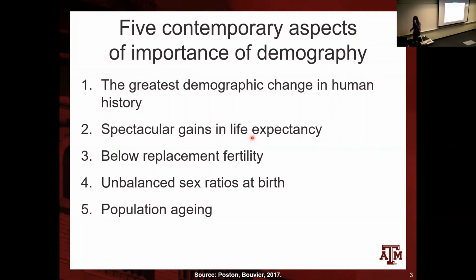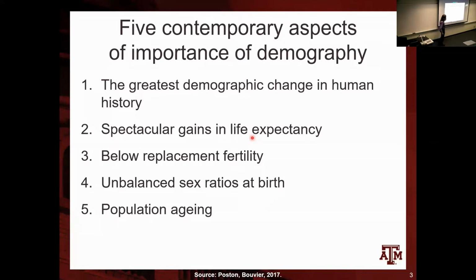Another thing that we have seen, numbers 4 and 5, were topics of the previous chapter as well. The unbalanced sex ratios at birth. Some countries experience really high levels of sex ratios at birth, many more boys being born than girls.